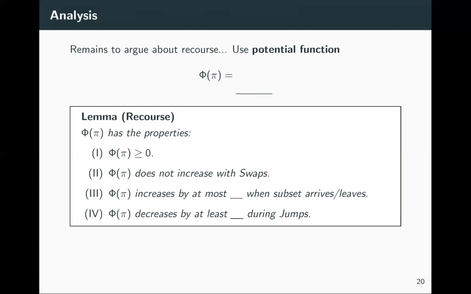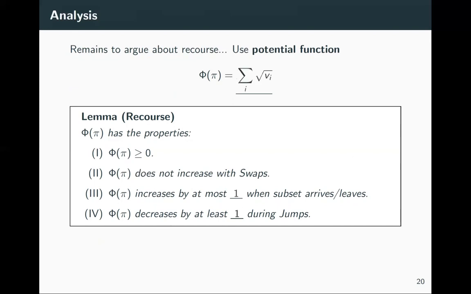Well, imagine that phi is energy in the system. Every time the world changes, we are given a new subset, or a subset departs, some amount of energy enters the system. Every time we pay recourse, we expend some amount of energy in the system. Any other operation that doesn't cost recourse only expends energy, and energy can't go below 0. And this will mean we can only expend energy so many times, meaning we can only pay so much recourse.